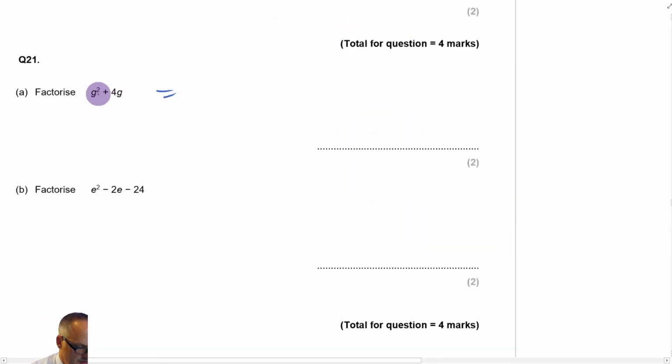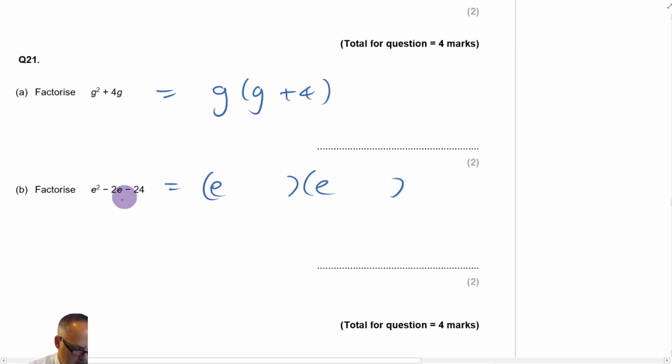Factorising these two, g goes into both, take out g, that leaves me g there, that leaves me just 4 there. Check they multiply out to give me the right answer. Factorising this, I know I'm going to have e and e. What times together to give me minus 24 and adds to give me minus 2? Minus 6 and plus 4, my numbers. Minus 6 times 4 gives me minus 24. Add them together, I get the minus 2.